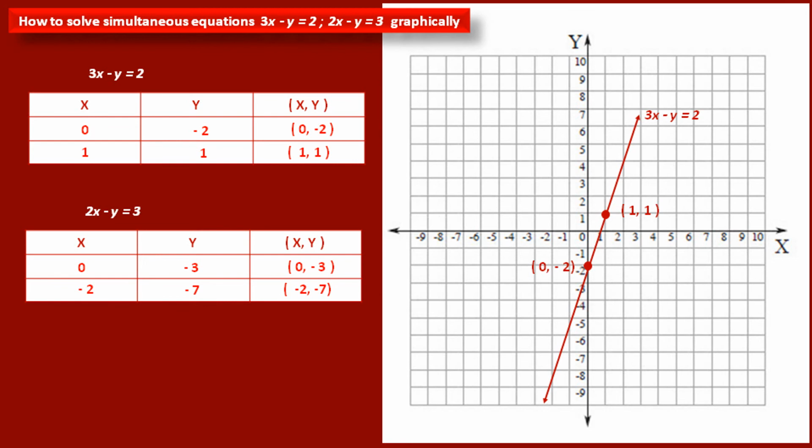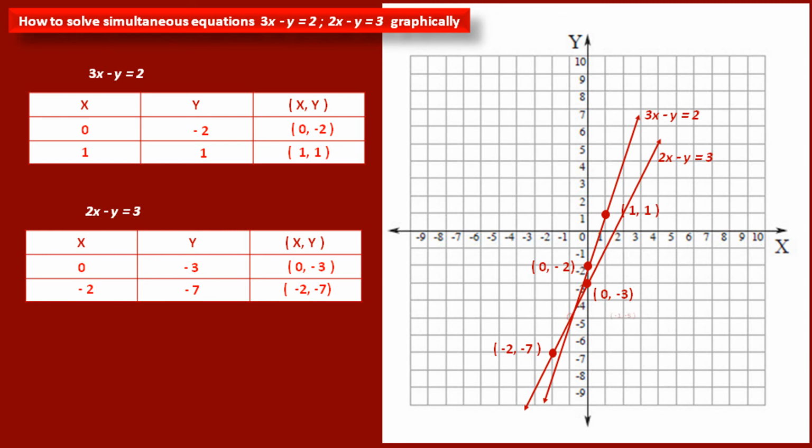Now we have 2 points, so we have to plot these 2 points on the graph to find the straight line having equation 2x minus y is equal to 3. First point is 0 comma minus 3. This point has x coordinate 0, so it is on the y-axis at minus 3. Second point is minus 2 comma minus 7, so the point is in the third quadrant. Now we have to draw a line passing through these 2 points having equation 2x minus y is equal to 3.